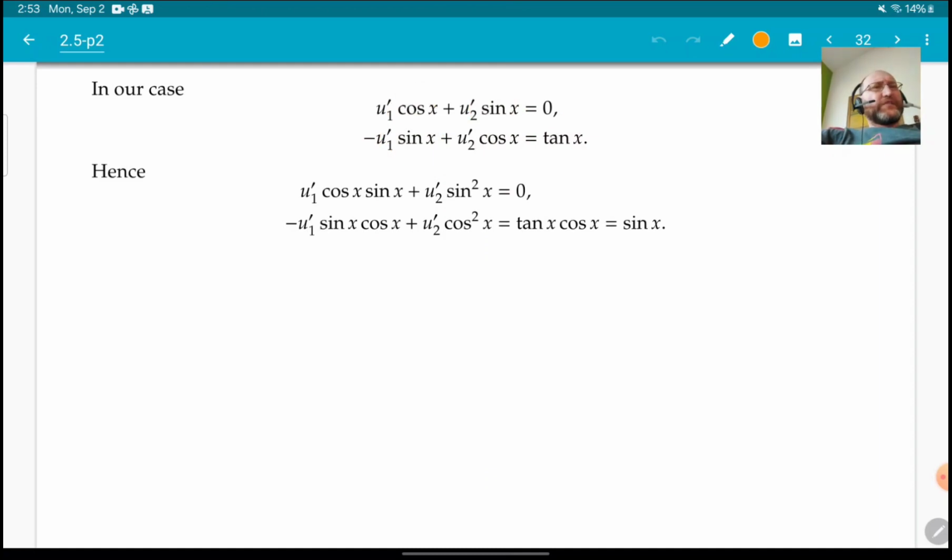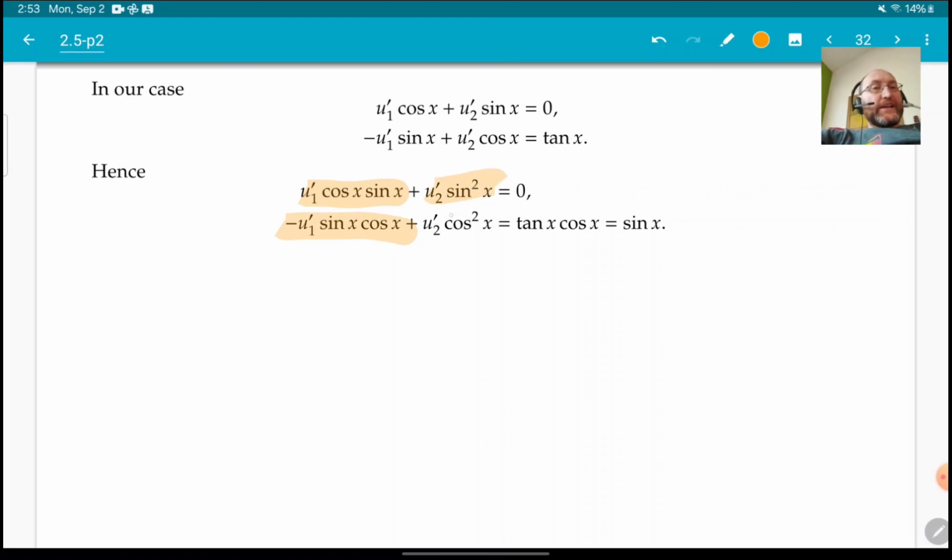So how do we solve it? Let's maybe eliminate u1 prime. That requires multiplying the top equation by sine and the bottom equation by cosine. If we do that, this is the top equation, this is the bottom equation after we've multiplied. And now you notice that if I add those two equations, this thing cancels this thing.